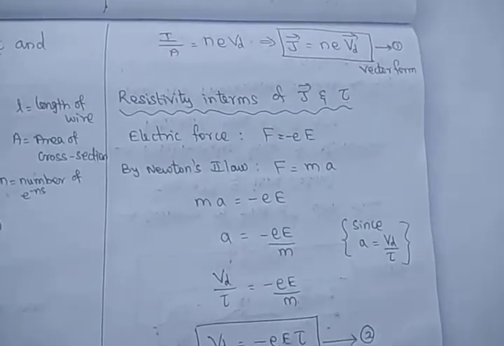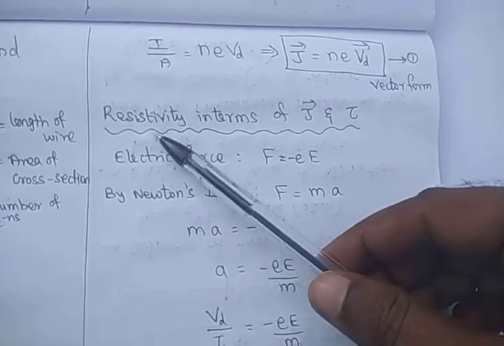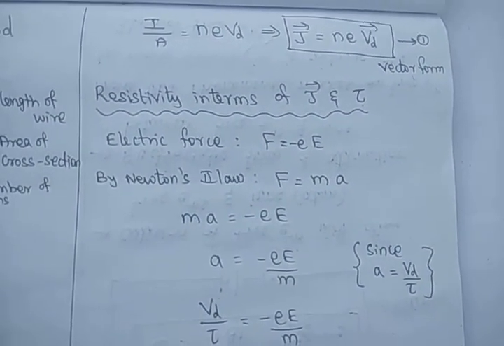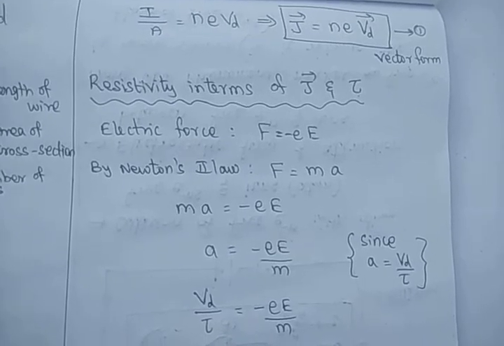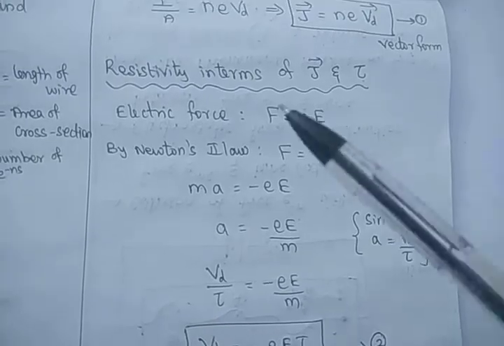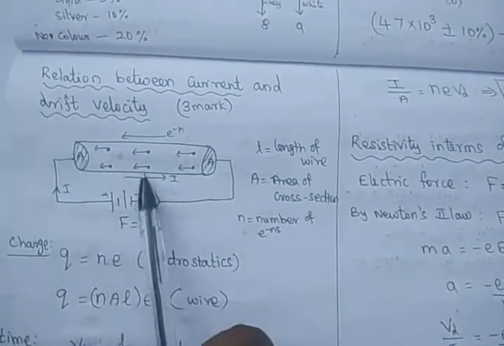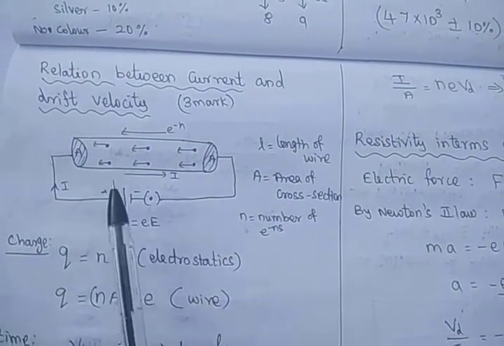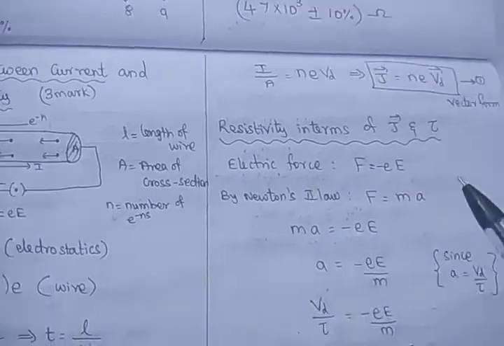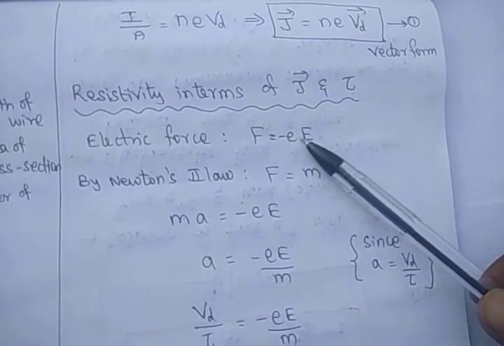Then we are going to derive the relation between the resistivity, current density, and collision time, that is, resistivity in terms of current density and collision time. The electric force given in this experiment is F equals eE. Since the electron has negative charge, we have to put a minus here. So F is equal to minus eE.